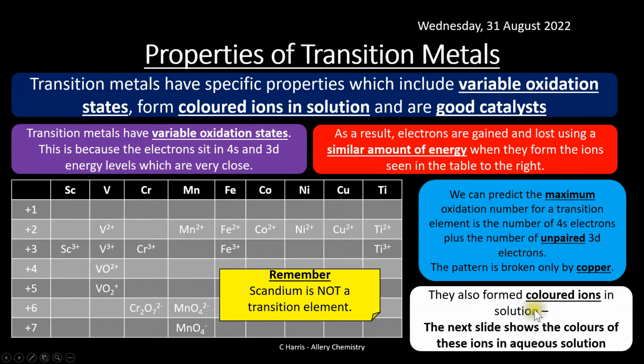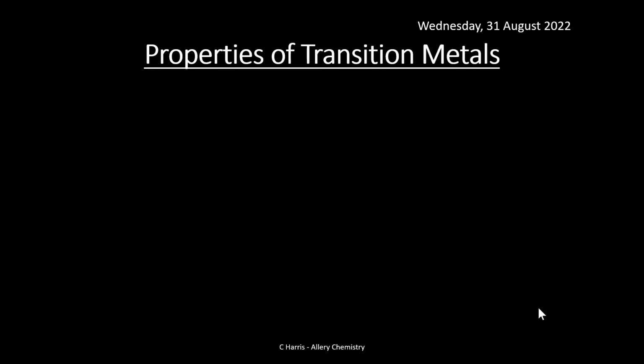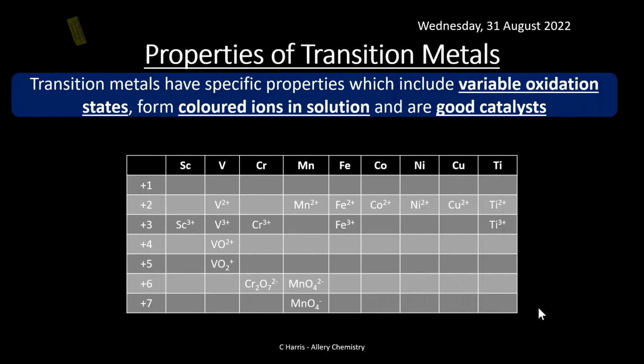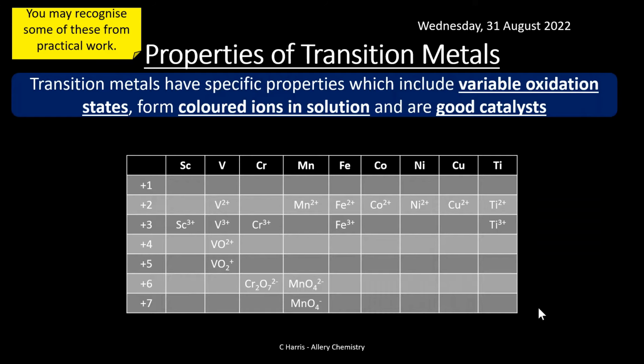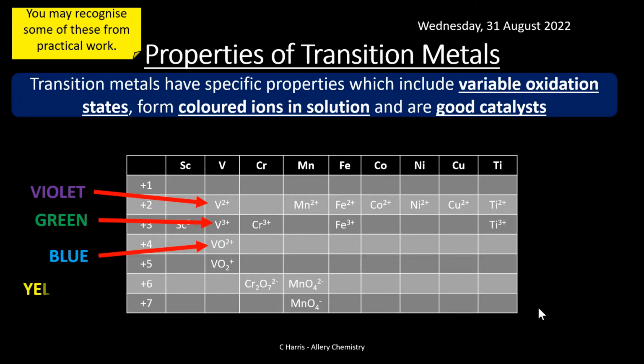And obviously they also form coloured ions in solution. And we'll look at some of these colours as well. There's loads of different colours here that you may have seen. So you might recognise some of these, like from practical work. So vanadium 2+ is a lovely violet colour. Vanadium 3+ is green. Vanadium 4+, VO2+, is blue. VO2+ is yellow, so that's vanadium 5+.